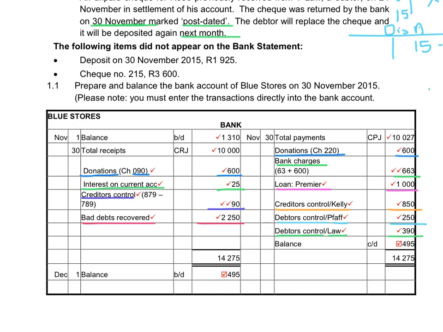The following items did not appear on the bank statement. So that means that in the business we deposited money on the 30th of November. The bank statement is closed before the last day of the month, so they will only show this 1,925 in the following month as a deposit. We issued check number 215. This person did not take this check to the bank, so we already recorded it in our books. The bank can only record this check when they cash the check, and that will be in the future, so we will show this as an outstanding check.